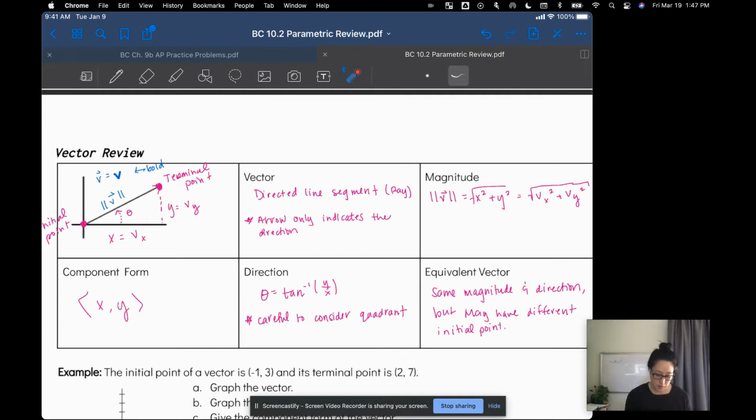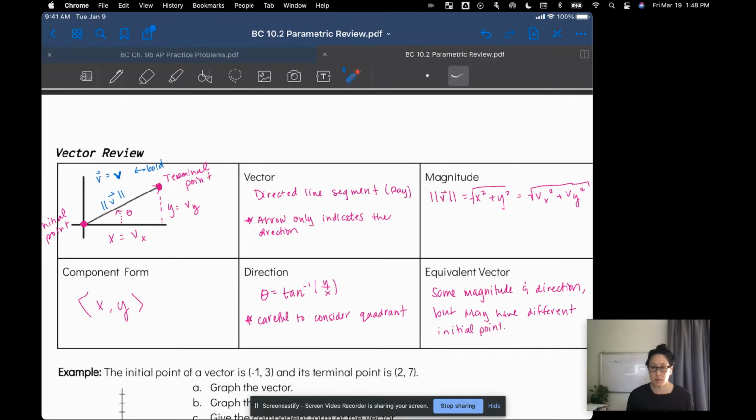All right, so we get our x and y portions of the vector by just making a right triangle. So the x portion is the horizontal length of the vector, and the vertical length, or the rise of the vector, is the y length. So we write that in component form as x comma y with the pointy brackets. Direction is just the angle that the vector is pointed in.